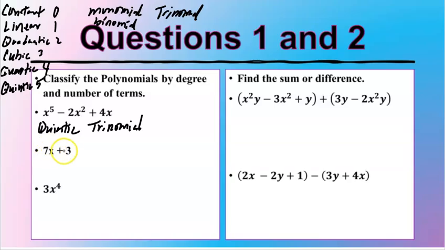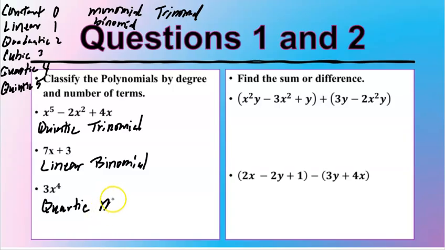Next, I have 7x plus 3, so the first term is a degree of 1, the second one's a constant, so that's a degree of 0. When you have a polynomial, you always go with the term that has the biggest degree, so this is a degree of 1, so that's linear. And this is 2 terms, so this is a linear binomial. Next one has a degree of 4, so that's a quartic. And it's 1 term, so that's a monomial.